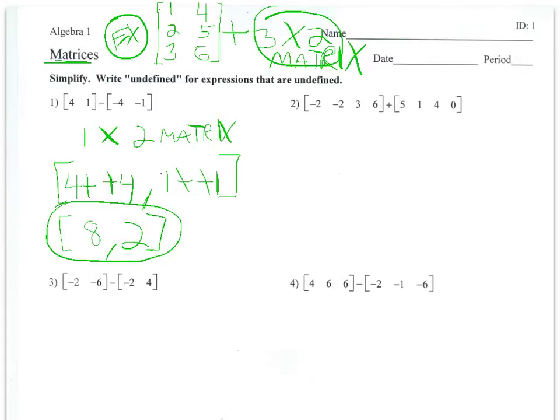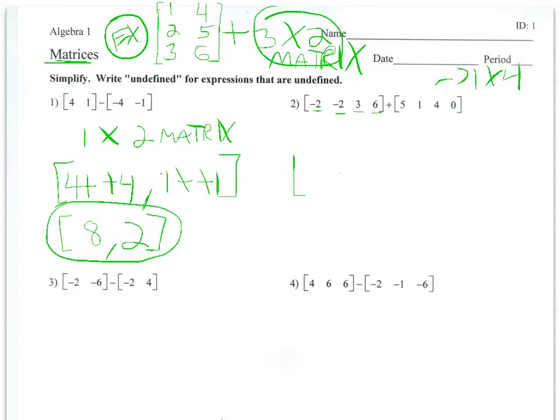It's very, very simple. If I did number 2, all I do is add negative 2 plus this 5, negative 2 plus this 1, 3 plus this 4, and 6 plus this 0. I just add the elements that are in the same corresponding positions. And this matrix again would be 1 row and 4 columns, so it's a 1 by 4 matrix.